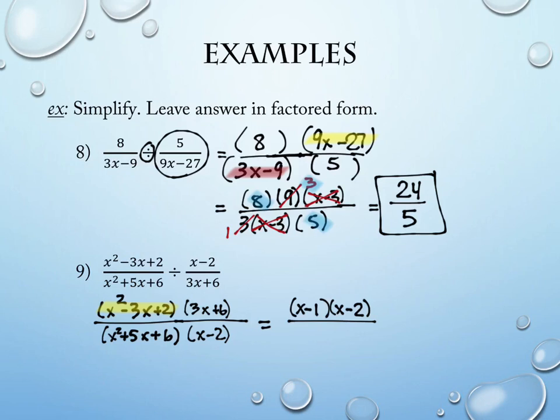Okay, how about the 3x plus 6? Take 3 out, and I have x plus 2. Lovely. All right, the denominator, I have another trinomial down here.